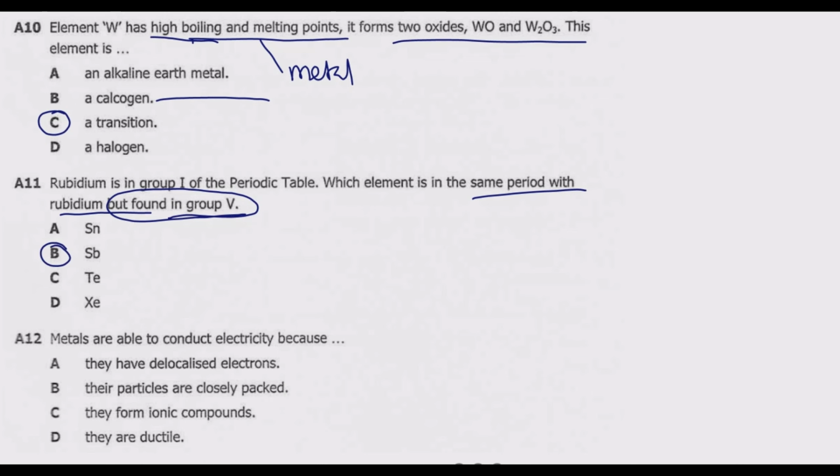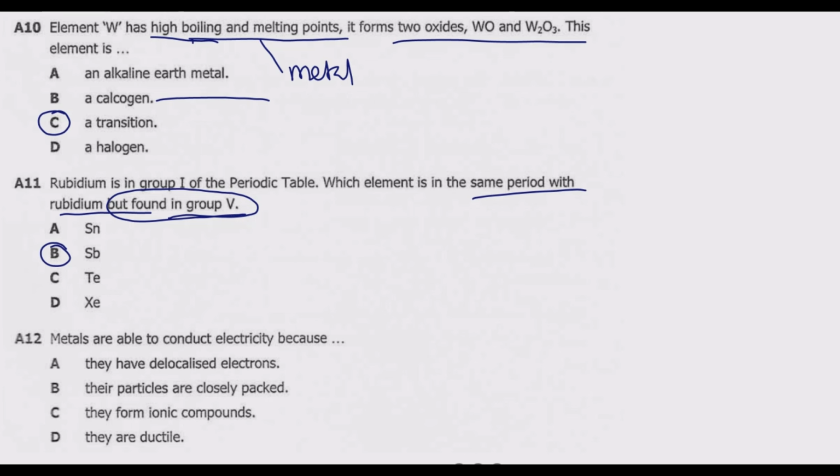So know how to read the groups and periods of the periodic table. Then such questions will be much easier for you to deal with, because the answers are already given. That's why it's difficult for you to fail if you only understand the question.